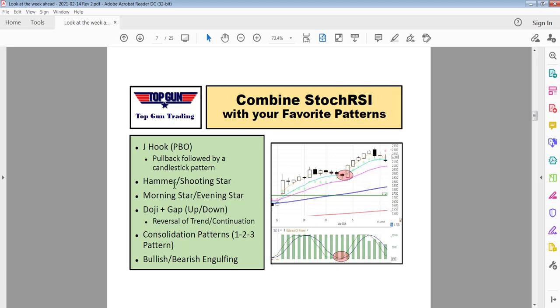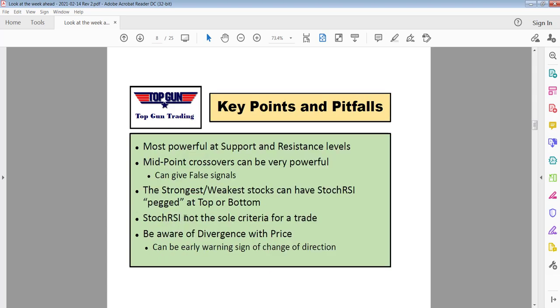My favorite patterns that I use are a hammer or a shooting star, the morning star and evening star, and a doji and a gap, whether up or down. I'm primarily looking at a reversal of the trend or a continuation move. There are some consolidation patterns or continuation moves like the 1, 2, 3 pattern, and bullish and bearish engulf. You can Google my YouTube site, and you will find my 1 hour plus presentation on my favorite patterns if you want to get deeper into that.